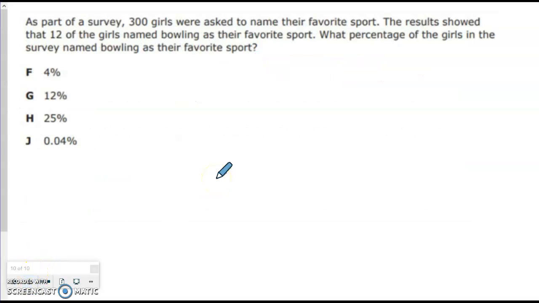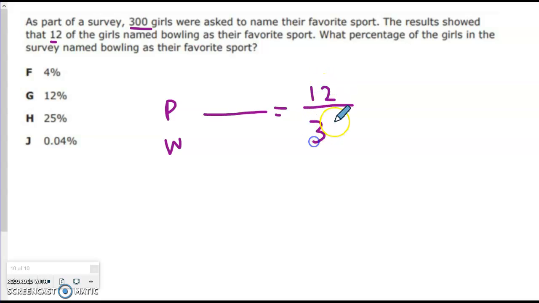As part of a survey, 300 girls were asked to name their favorite sport. The results showed that 12 of the girls named bowling as their favorite sport. What percentage of the girls in the survey named bowling? So again, we're going to use our percent proportion. Remember, it's always part on top, whole on bottom. So 12 girls out of 300 picked bowling. 12 would be the part of the girls that chose bowling. 300 is the entire group that was surveyed.